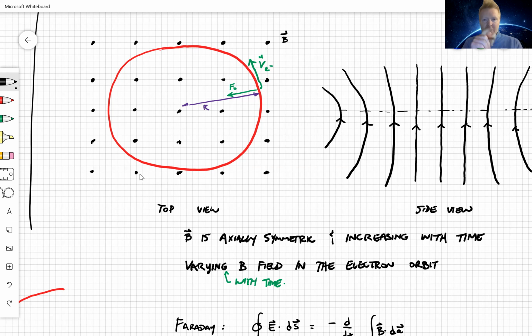So you take a look at this and you say, okay, well, there's flux. If we just do a bit of qualitative reasoning here, there's flux through the loop of the electron orbit. Remember, there's no actual wire here. It's just an electron going around a path. So the flux of B field through that loop is increasing.